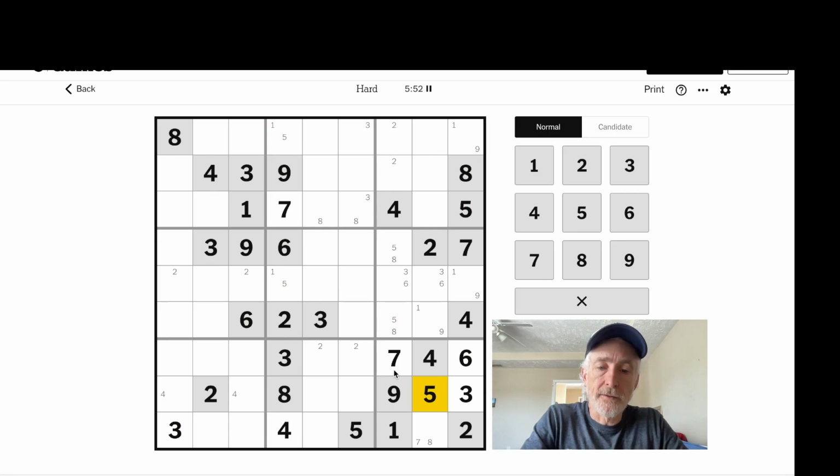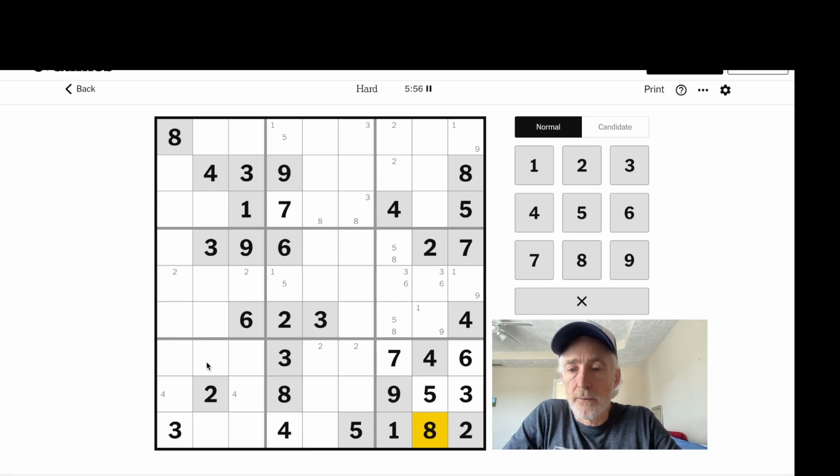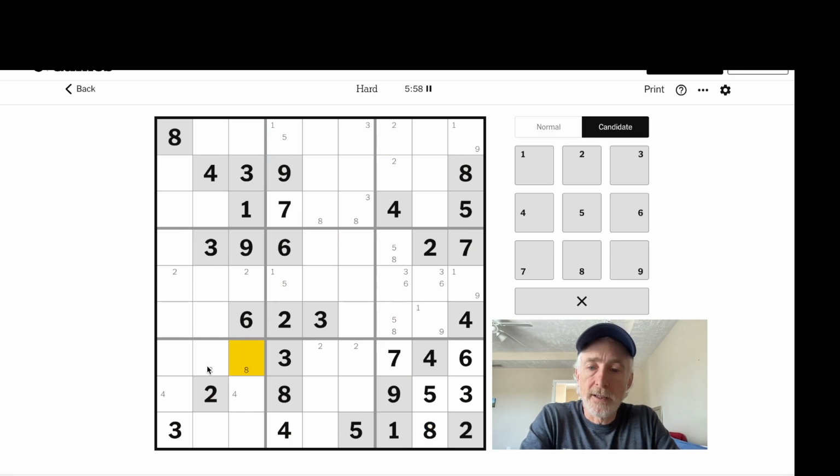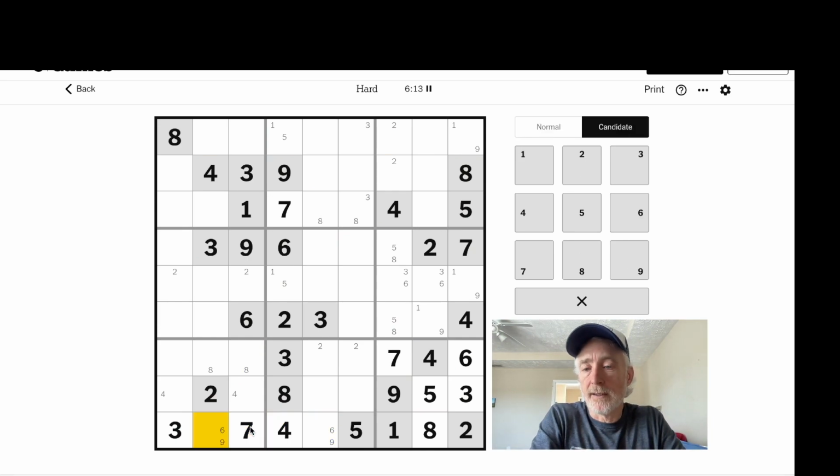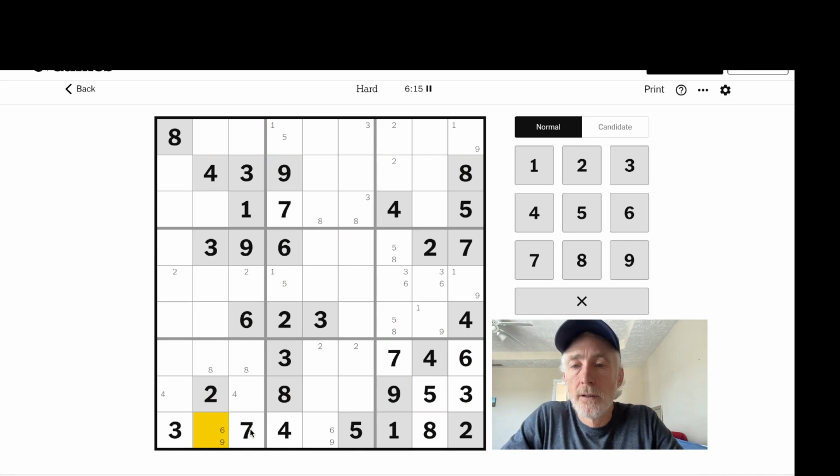That means this is a 5 and this is an 8. So now we can come over here and mark these two 8s. And let's look at this column, or this row, I mean. It's down to 6, 7, and 9. And 6 and 9 see this cell, so this is a 7. And this is 6, 9 left in this bottom row.